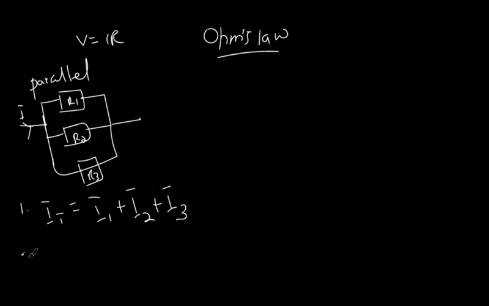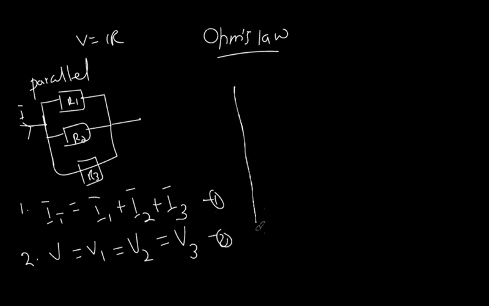Now the second assumption we can get from the parallel connection is the fact that the voltage applied through the circuit is the same across the resistors. So the overall voltage is the same as the voltage across resistor 1. It's also equal to the same voltage across resistor 2, and the same voltage across resistor 3. So this is our equation 2.